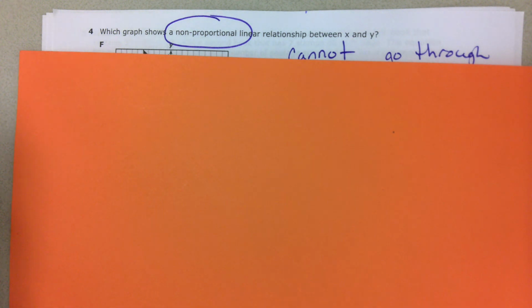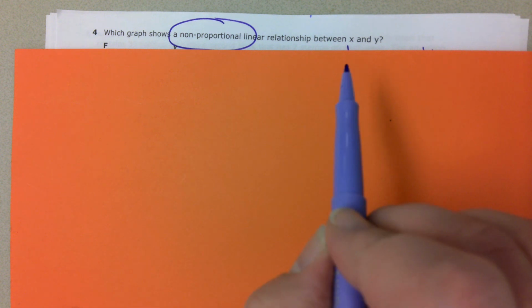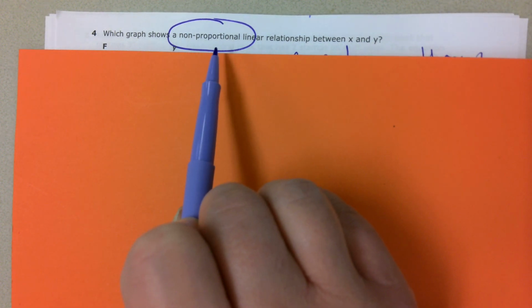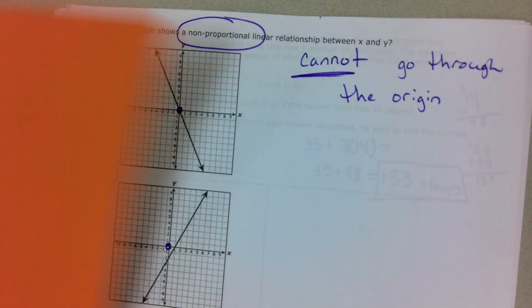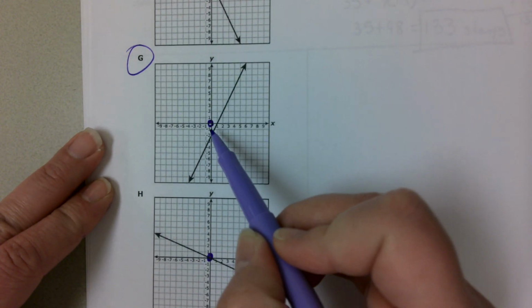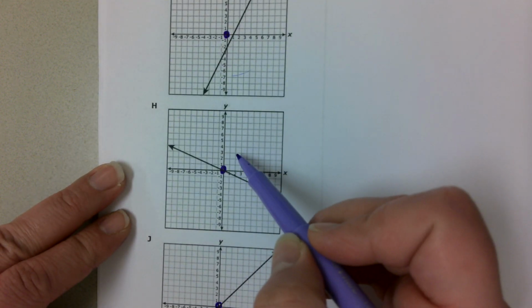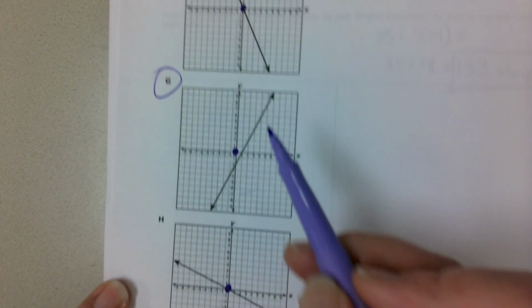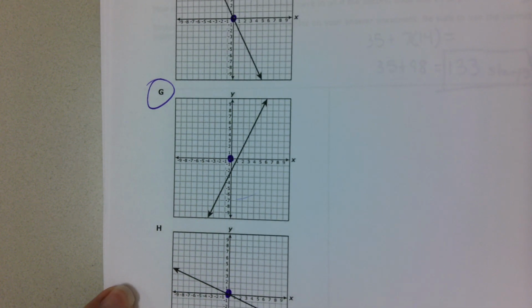All right. Number 4, which graph shows a non-proportional linear relationship between x and y? Remember when we're talking about non-proportional, it cannot go through the origin. So I'm going to identify the origin on all of my graphs, which is right here. My graph is going through there. Here, this one is not going through the origin, so that's non-proportional. This one goes to the origin, and this one goes to the origin. So G is the correct graph that is non-proportional. The rest of them are proportional and linear.